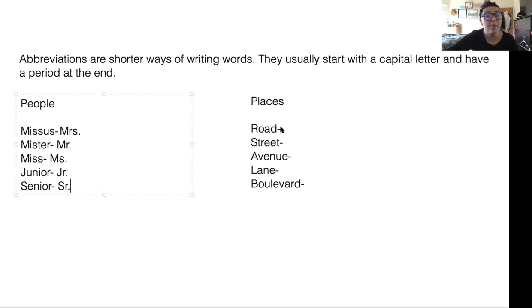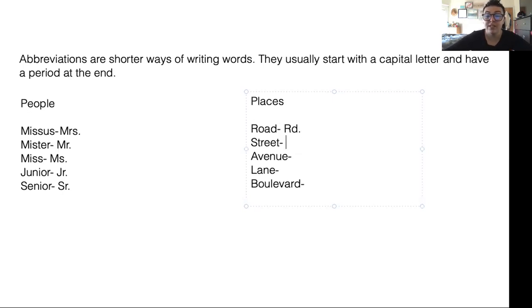Now, when we're talking about places, we have some other abbreviations that we use. So for road, if we're talking about a road like Maple Road, we could write out this, but a lot of times, especially when we're mailing things, we don't have a lot of space to write this on an envelope, or if you're ordering something online, you don't want to write out the whole word. So we abbreviate road R-D with a period. It's the first letter and the last letter.